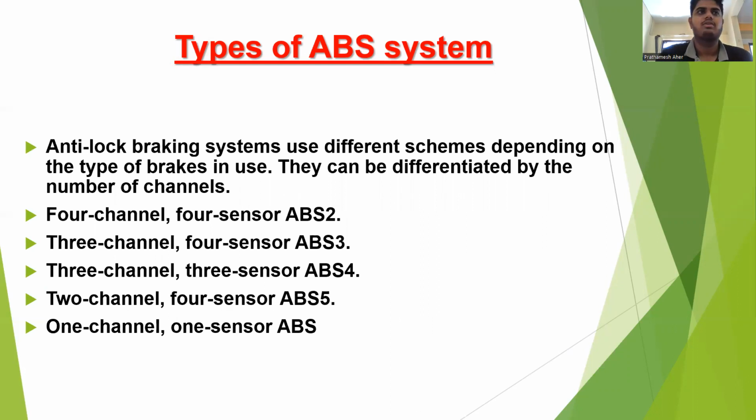Types of ABS systems. Anti-lock braking systems are used in different schemes depending on the types of brakes in use, differentiated by the number of channels. There are five channel types used in the ABS system. Number one, four channels, four sensors in the ABS. Two, three channels, four sensors in the ABS. Three, three channels, three sensors in the ABS. Four, two channels, four sensors in the ABS. Five, one channel, one sensor in the ABS.